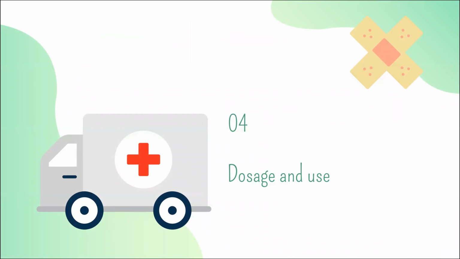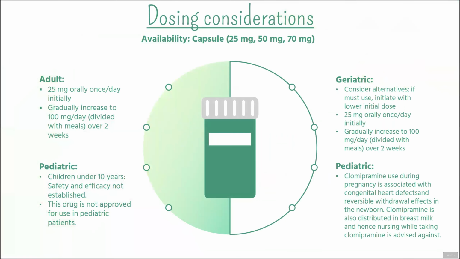Moving on to its dosage and use. It is available as capsule in various potencies, including 25 milligram, 50 milligram, and 70 milligram. However, dosage starts in adults from 25 milligram and is gradually increased to 100 milligram per day, divided with meals over 2 weeks. Its safety and efficacy is not established in children under 10 years of age, so it is not recommended for pediatric use, and it is not recommended for use in pregnancy as well.